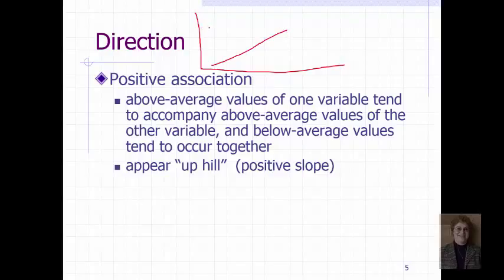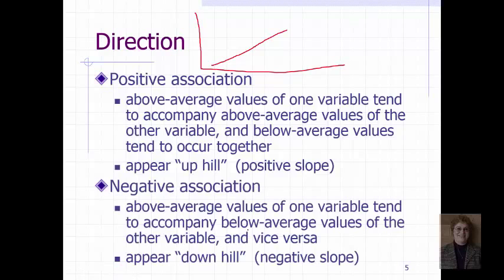So large x's are associated with large y's, small x's with small y's, so a positive association looks like it goes uphill. When we have a negative association, that's going to look like it goes downhill. So what that means is small x's are associated with large y's, small y's are associated with large x's. You can look at this if X was the age of a car and Y is the value. A new car is worth a lot. An older late model car is not worth as much. Negative association.